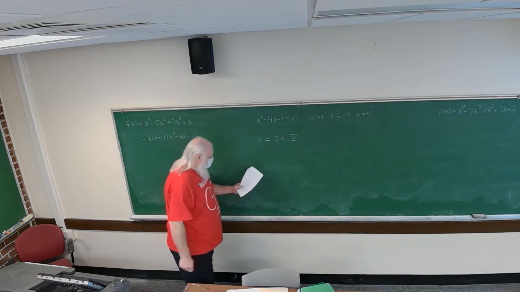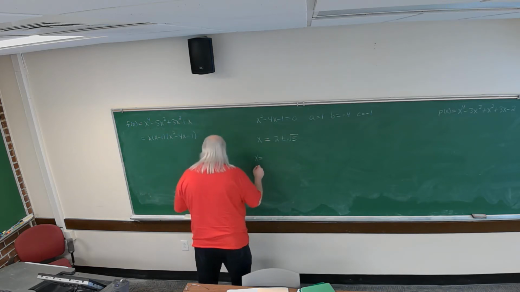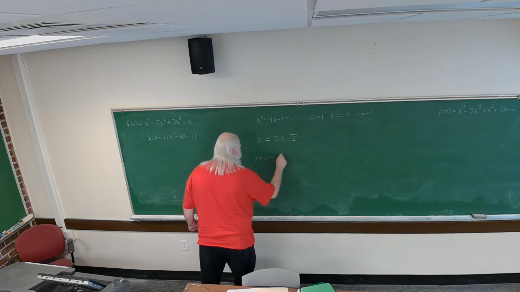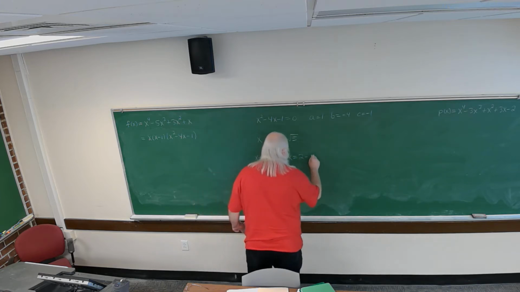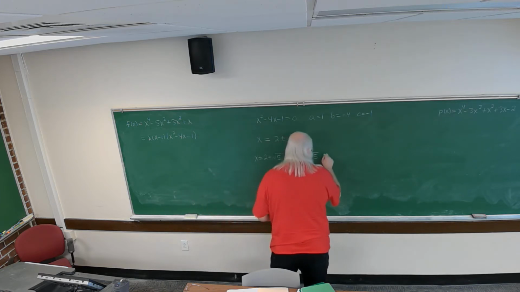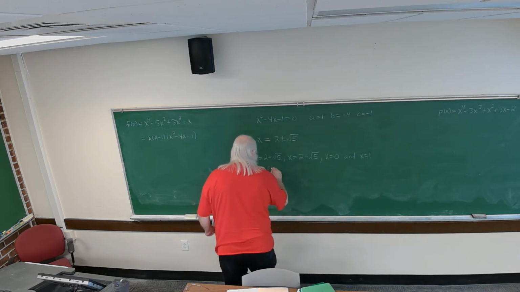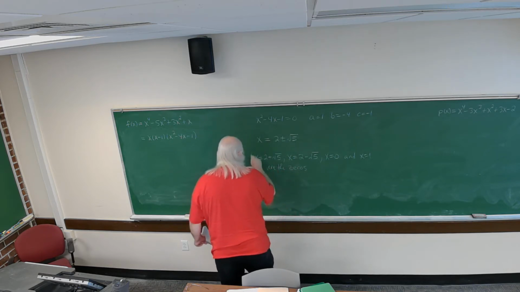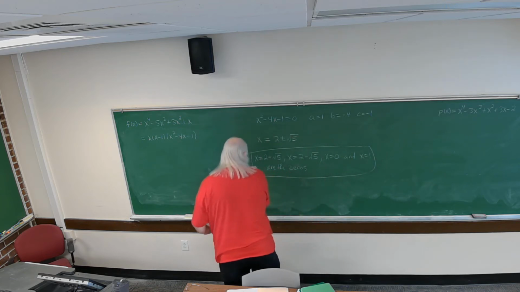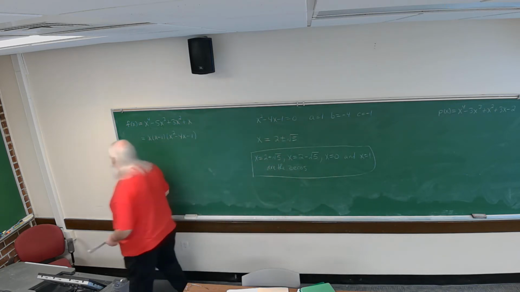So the four zeros of our fourth degree polynomial are x equals 2 plus the square root of 5, 2 minus the square root of 5, x equals 0, and x equals 1 are the zeros for this problem. And now we can write out the complete factorization of f of x.